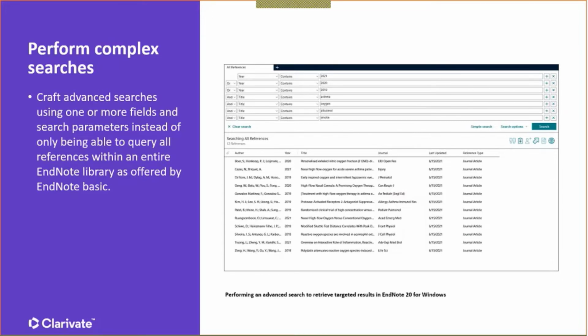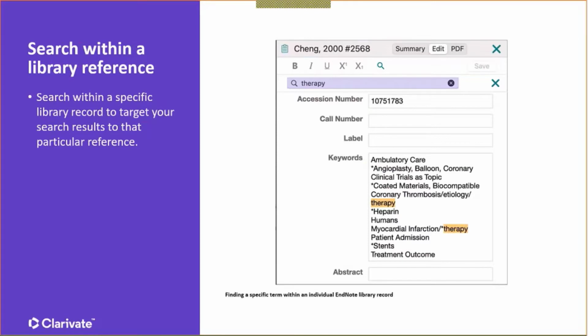Not only can you perform a search of your EndNote library and ask EndNote to show you any references that match the scope of that search, you can also, within a particular record or reference in your EndNote library, perform a reference-specific search and ask EndNote to highlight specifically where in that particular reference that search term is located.